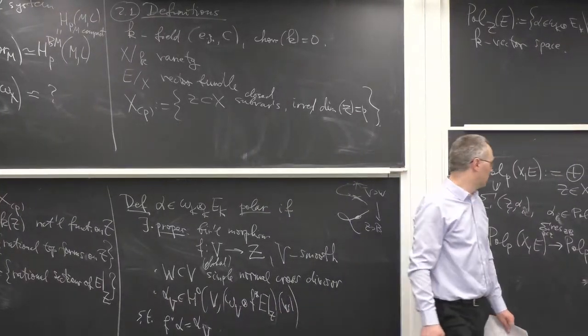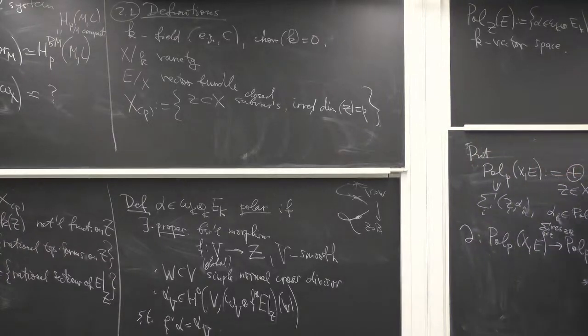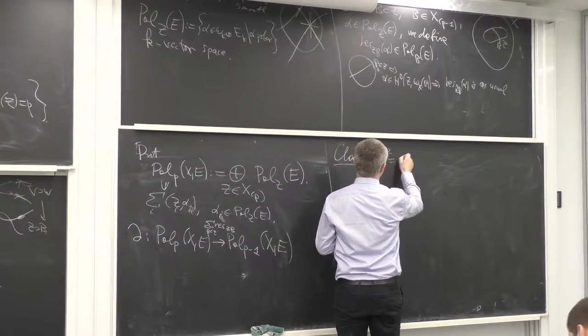Okay. And a claim. Finitely many components of the divisor, right? Yes, yes. The claim is that d squared equals 0.